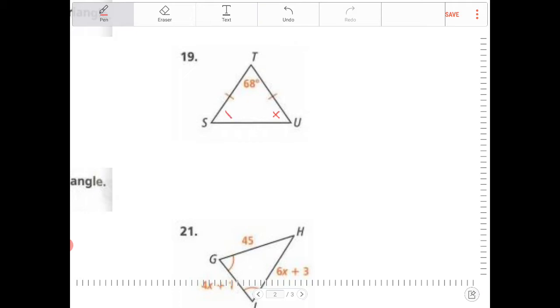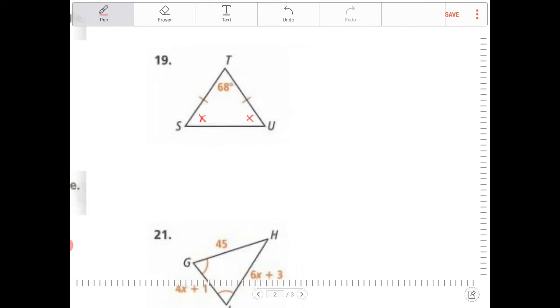These are going to be the same. It's an isosceles triangle. 2x plus 68 is equal to 180. Subtract both sides by 68. 2x is equal to 112. Divide by 2. X is equal to 56.